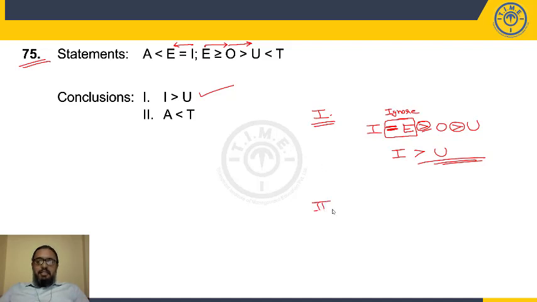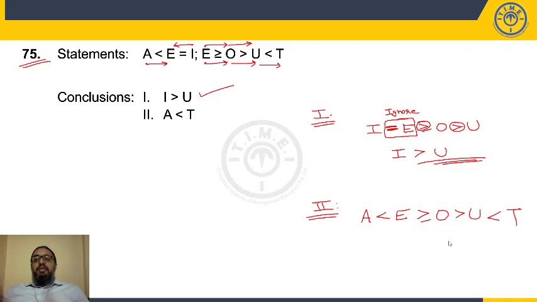Correct? Okay. Now let's take the second one. It is between A and T. So from A, I have to go up to T. Now I'll start with A. From A, I'm moving in the forward direction up to E. So the inequality stays the same. Less than will be less than. Now from E, I will not go to I because you already have an E again in another part of the statement. So from E, I go to U in the forward direction. So E greater than or equal to O. Correct? Now from O, I go to U. So O greater than U. And from U, I go to T. So U less than T.